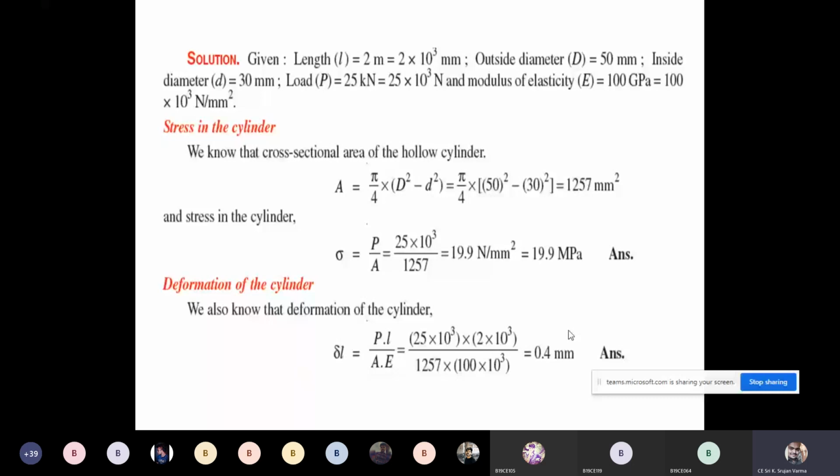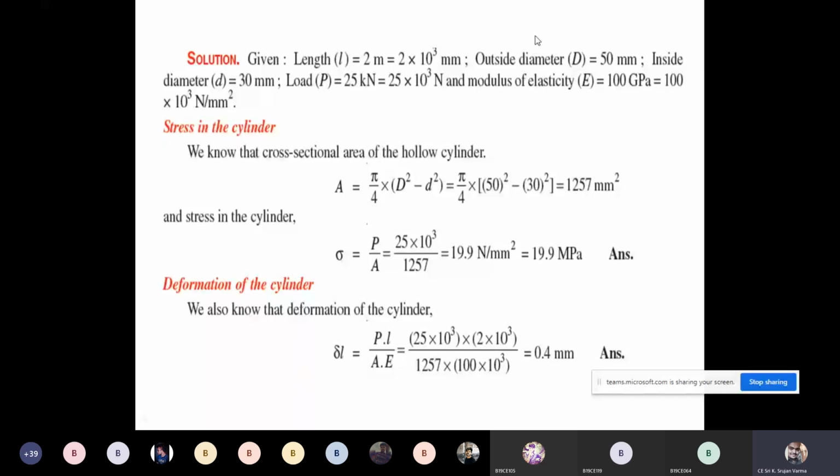Now we got the load and we got the cross-sectional area. We can calculate the stress. Stress is equal to P by A. That is 25 into 10 to the power 3 divided by 1257. Obviously, you'll get around 20 megapascal, that is 19.9 megapascal. Load is in Newton, cross-sectional area is in millimeter square, so Newton per millimeter square is megapascal. Okay, next, in the question, they have asked us to determine the deformation of the cylinder.